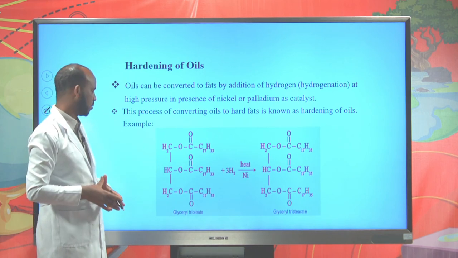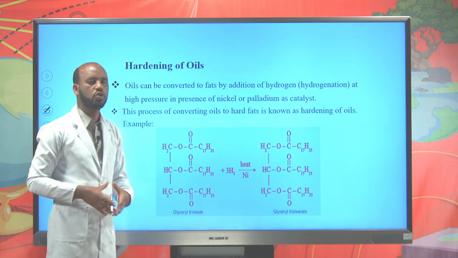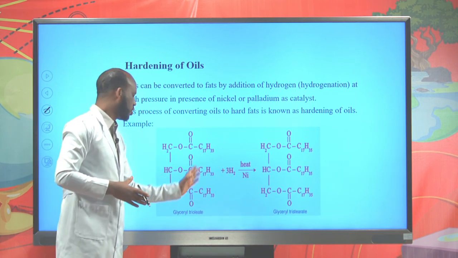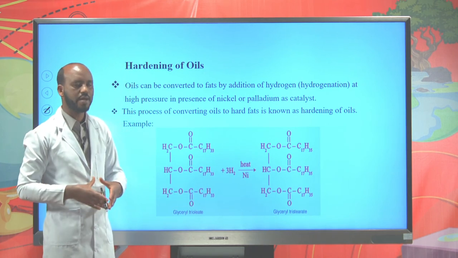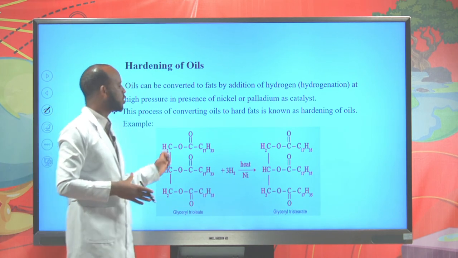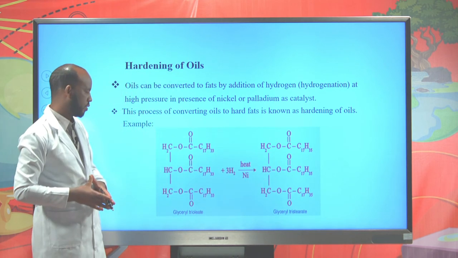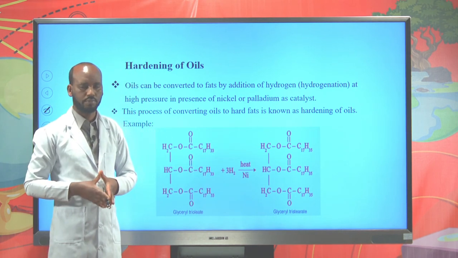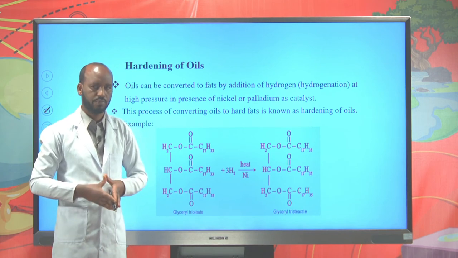As we said, the fatty acid portion of an oil is unsaturated. If hydrogen is added to the oil, it is a hydrogenation reaction. Therefore, the oil is converted into hard fats. We call it hardening of oils, converting an oil using nickel or palladium as a catalyst.